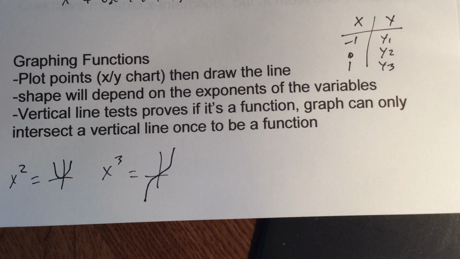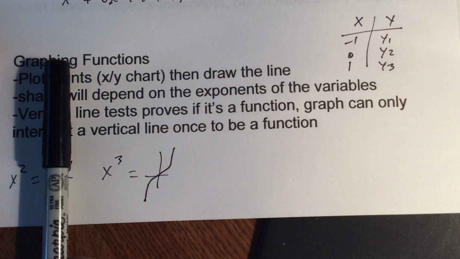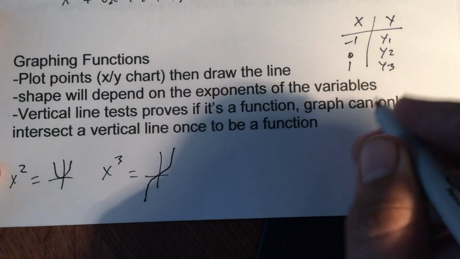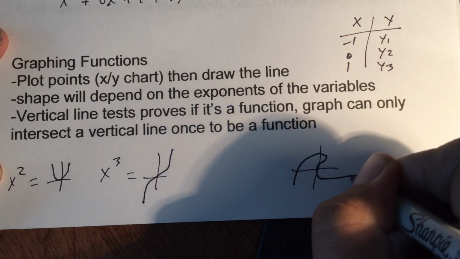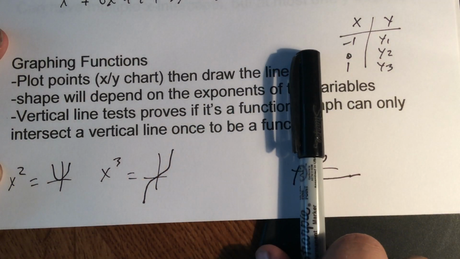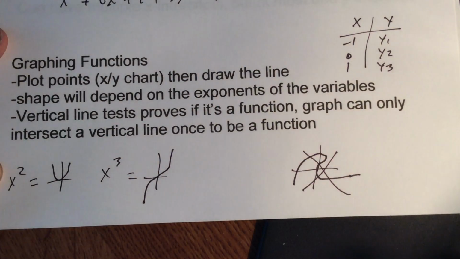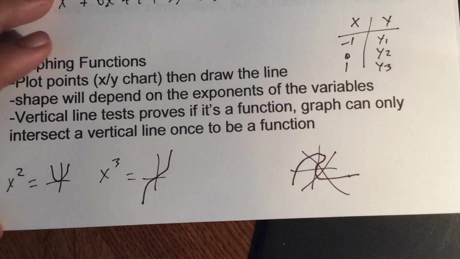Now, vertical line test will prove if it is a function. That graph can only touch it once. So like as I come through here, it can only touch my pen once as I go through to make it a function. If I had something where it did something like that, well, when I get to here, now I'm touching 3 times. This would not be a function. These over here only touch it once all the way across, so those would be functions.